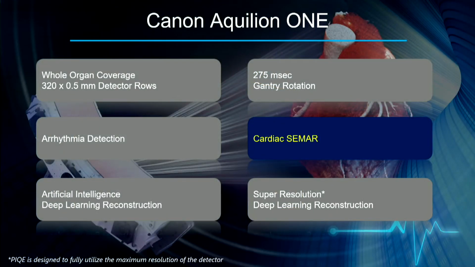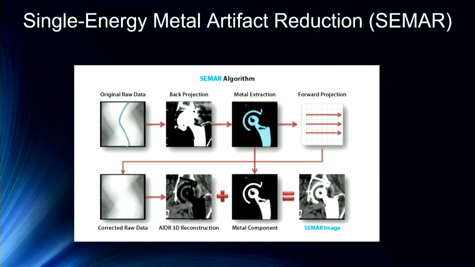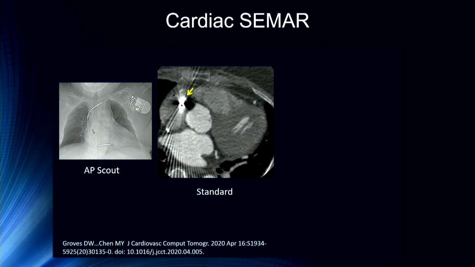Aquilion 1 also has cardiac SEMAR, which is metal artifact reduction technology. So all CT systems have metal reduction removal for large orthopedic devices like hips. However, on Aquilion 1, we have the same technology that's able to remove metal from pacemakers and surgical clips.